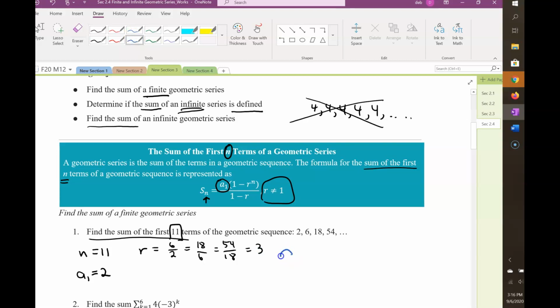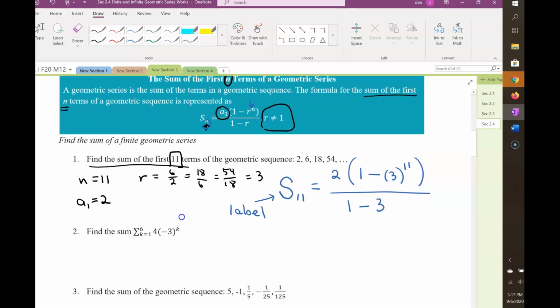So we're going to find S sub 11, and I want you to label everything you do for me. S sub 11 is called the 11th partial sum. It means add up the first 11 terms. Then we put the a sub 1, that's 2. Then 1 minus r, where r is 3, to the power of 11 because that's the same n as the subscript on the S, over 1 minus the r, which is 3.